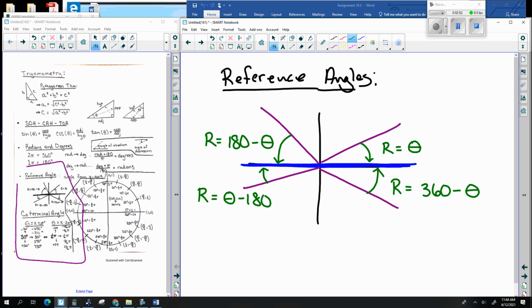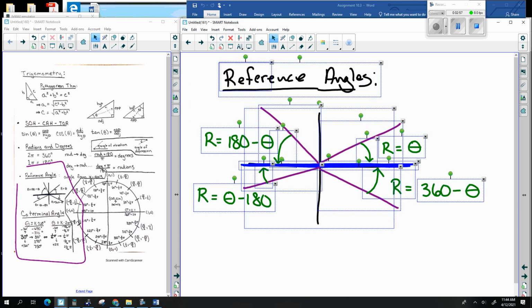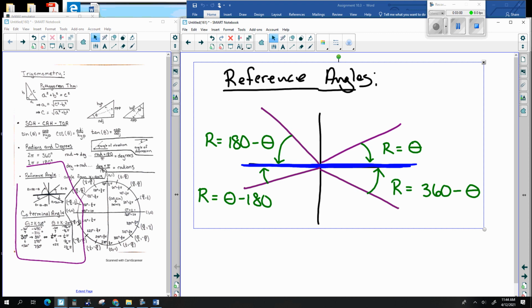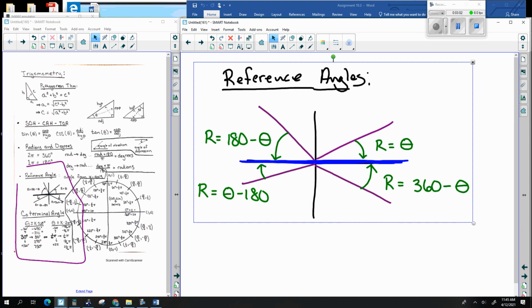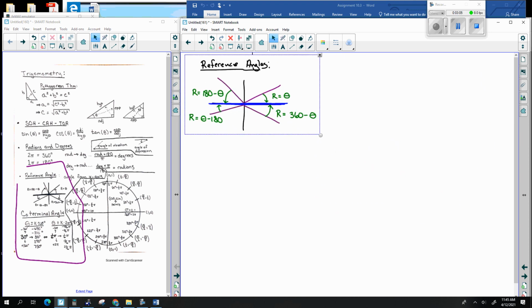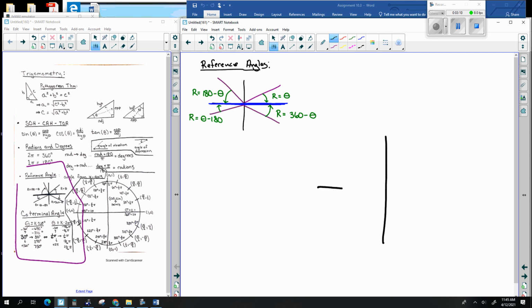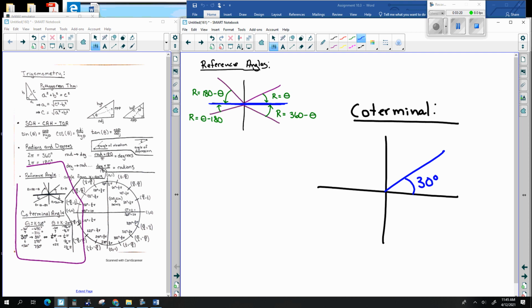Let's go ahead and talk about coterminal. What coterminal is: what are other angles that are technically the same exact angle? So for instance, let's say I give you a 30-degree angle right here. Technically, what is the exact same angle as 30 degrees?